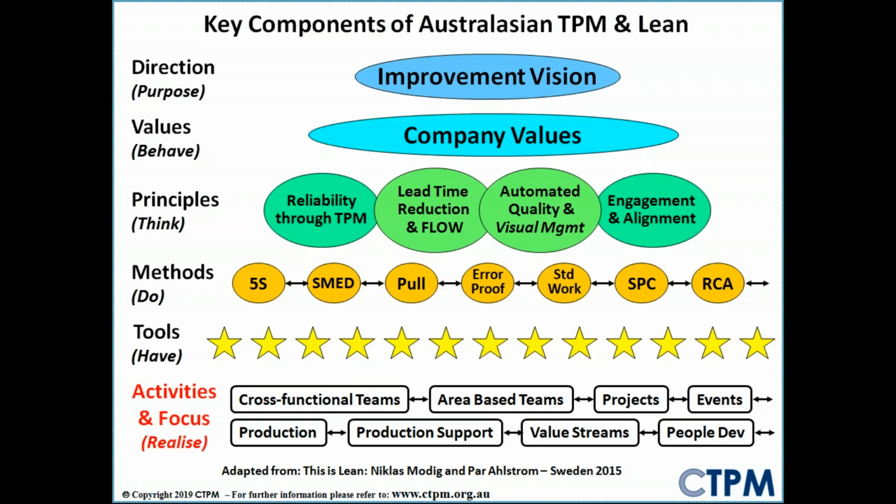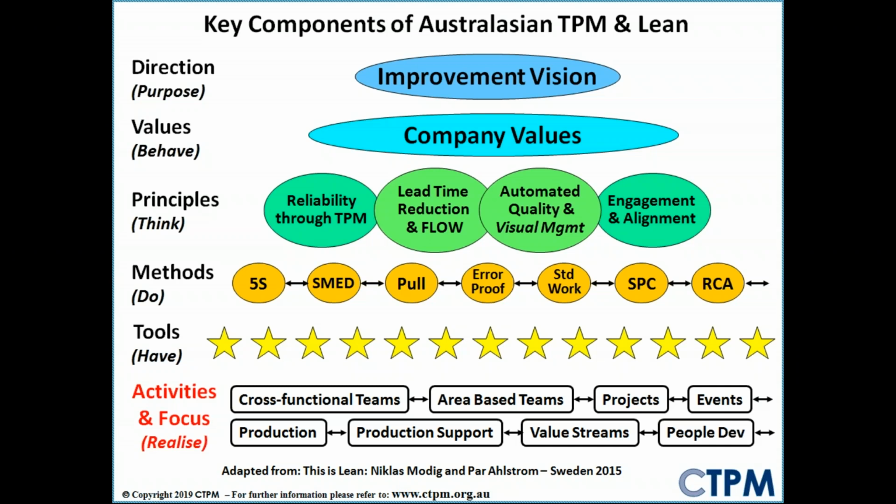If we think about, and I'll just use this slide, what we call the key components of Australasian TPM and lean, as we go down our journey for operational excellence, or lean, or whatever you want to call it, you need direction, you need an improvement vision, you need values, the way we behave, as in Toyota and their respect for people, a good example, and the principles, the thinking behind it. And see the two in the middle, lead time reduction and flow. Well, it's all about using lead time to reduce waste so you minimize lead time, and automate quality and visual management, so having perfect quality.